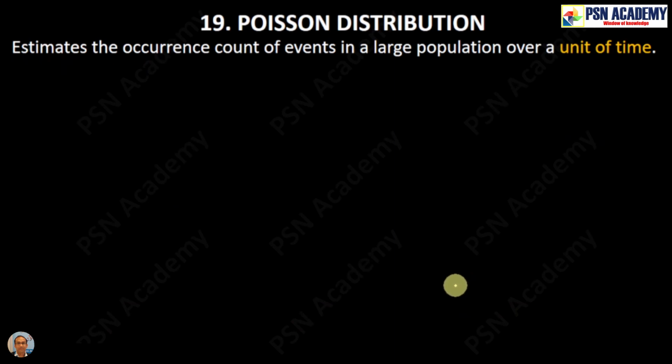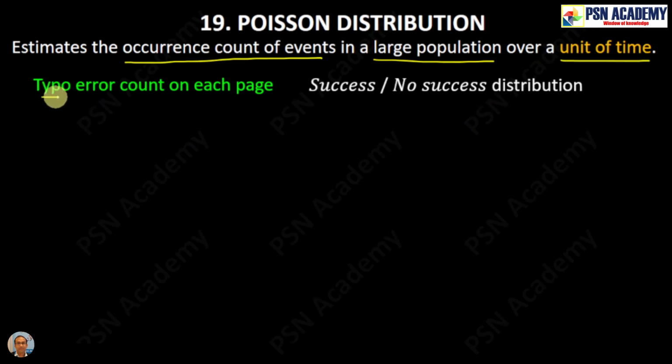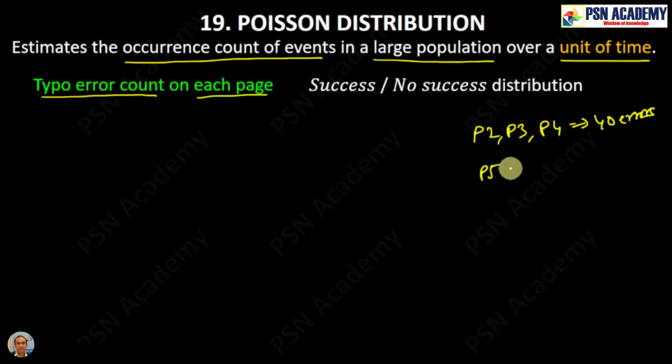Next we go for Poisson distribution. Now this distribution deals with occurrence count of events in a large population over a unit of time. That means it deals with intervals of time. For example, typo error count on each page. Now it may happen that say page number 2, page number 3 and page number 4 are having say 40 errors, and page number 5 onwards up to say page number 100 there are no errors. No errors. It may happen like that.